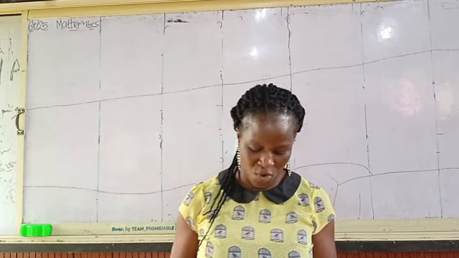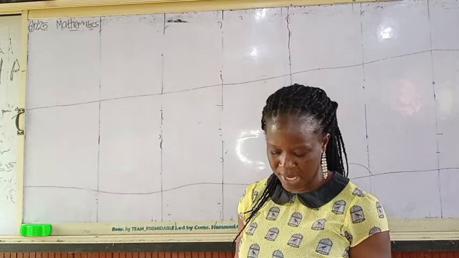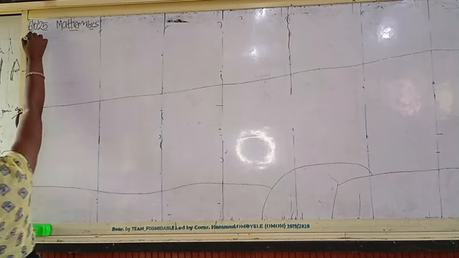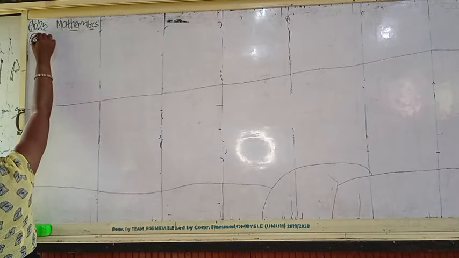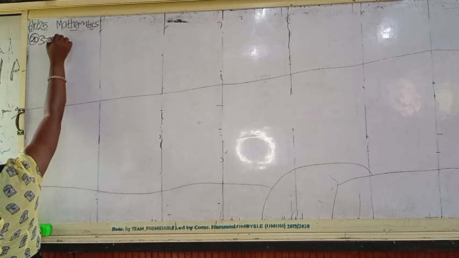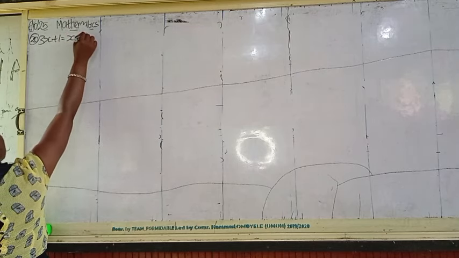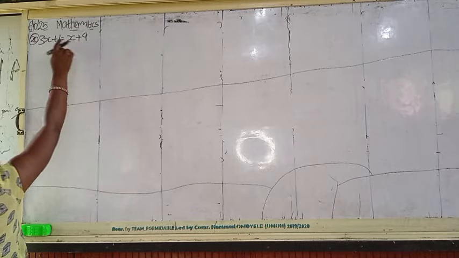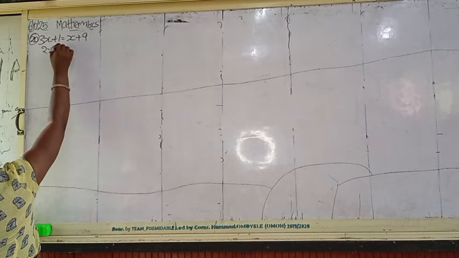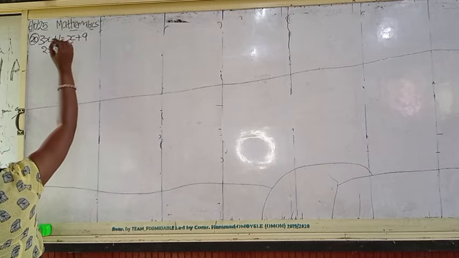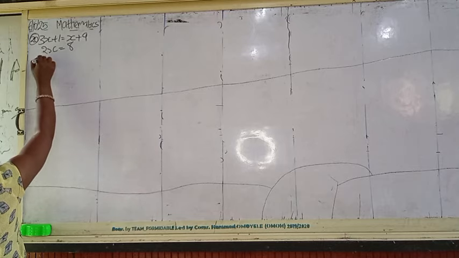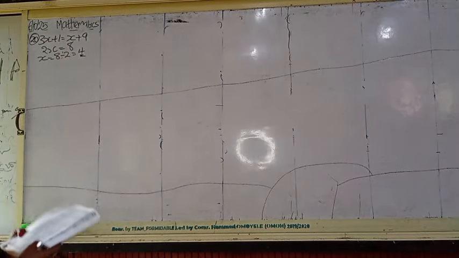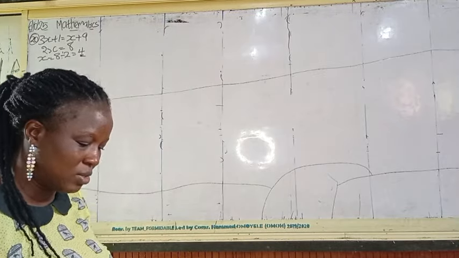Number 20. We have to find the value of x in the equation 3x plus 1 is equal to x plus 9. I want us to minus 1 from both sides of the equation. So if you are minusing 1, we are going to have 2x is equal to 8. So x is going to be 8 divided by 2, which is equal to 4. So our x there is 4. And that is number 20.